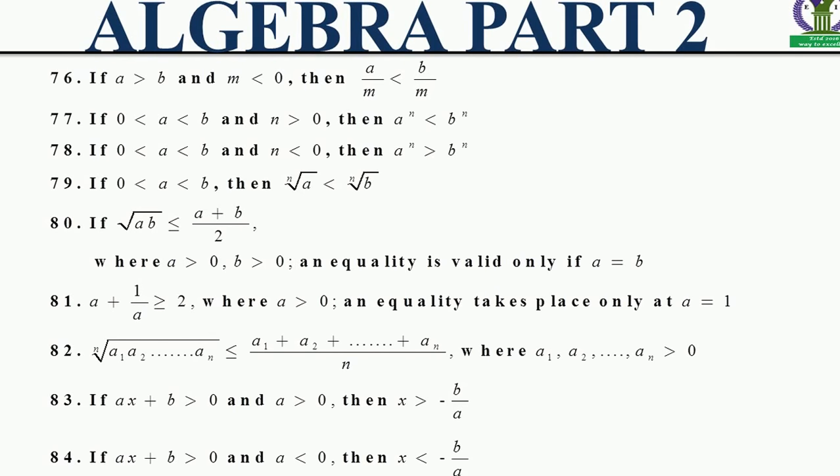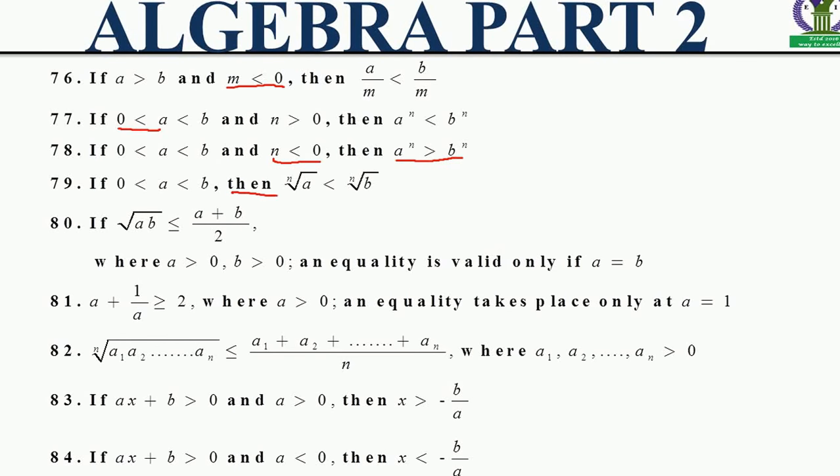Next, formula number 76: if a is greater than b and m is less than 0, then a upon m is less than b upon m. If a is less than b and n is greater than 0, then we have a to the power n less than b to the power n. Similarly, when n is less than 0, then a to the power n is greater than b to the power n.